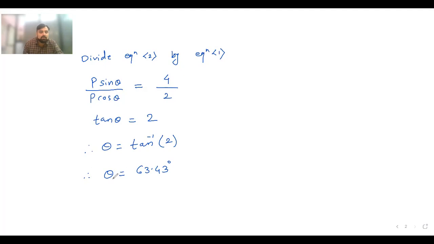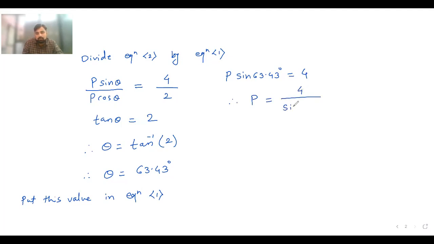Now put this value of theta in one of the equations and you will get the answer for P. So I will write here, put this value in equation 1. If I put this value, then P sine 63.43 degree is equal to 4. If you solve this, you will get the value of P. Therefore P is equal to 4 divided by sine of 63.43 degree.